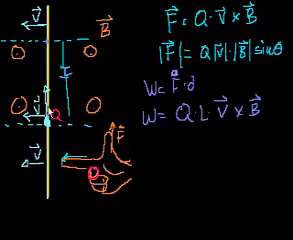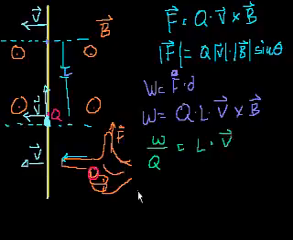Now, how much work is being done per charge? This is how much work is being done on this charge, but there might have been multiple charges. So we just want to know how much work is done per charge. So for work per charge, we could divide both sides by charge. So it is equal to the distance times the velocity that you're pulling the wire to the left with, cross the magnetic field. This is where it gets interesting.